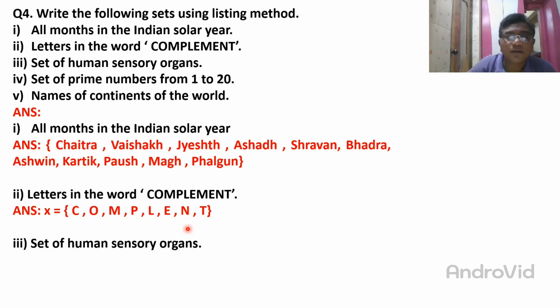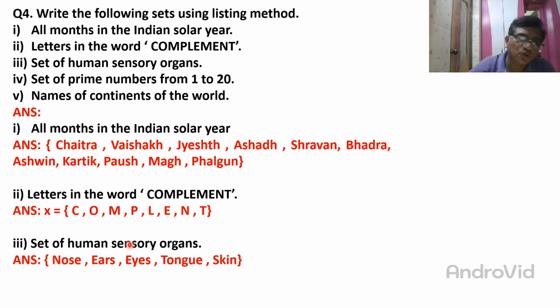Okay. Then another set: human sensory organs. So the human sensory organs are nose, ears, eyes, tongue and skin. They are the human sensory organs. Each organ can be separated by comma: nose, ear, eyes, tongue, skin.